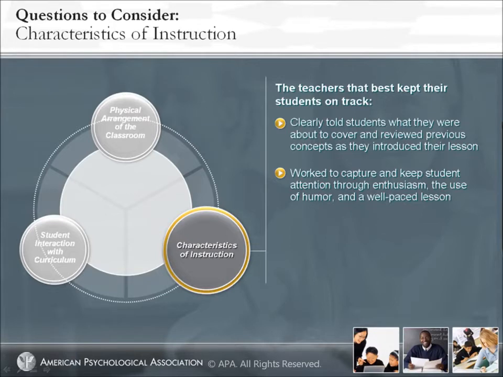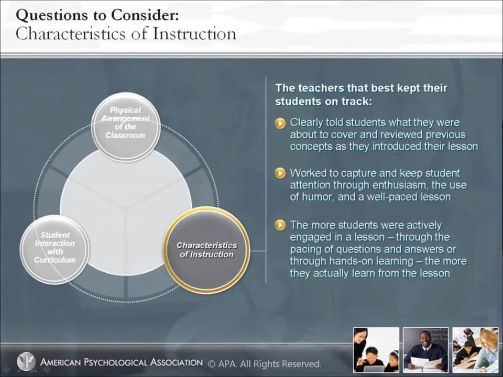Among the most important discoveries from this research was that the more students were actively engaged in a lesson, through the pacing of questions and answers or through hands-on learning, the more they actually learned from the lesson. You may have noticed that from your own classroom experiences.